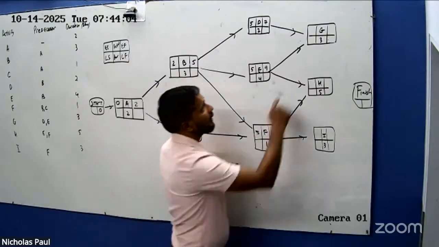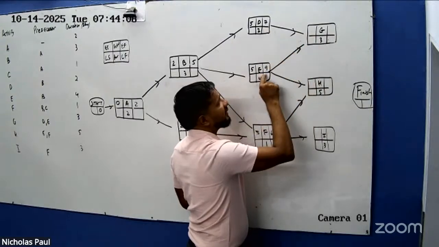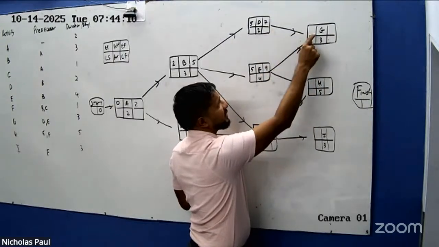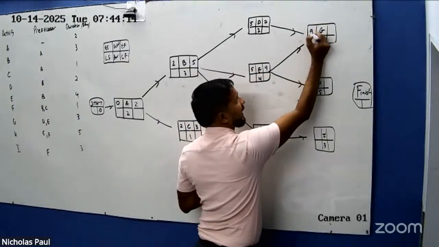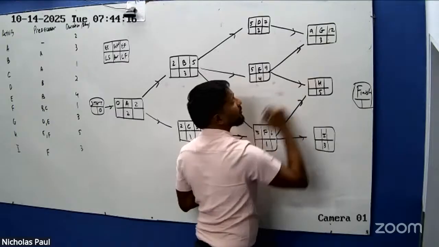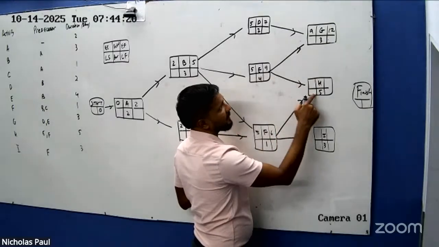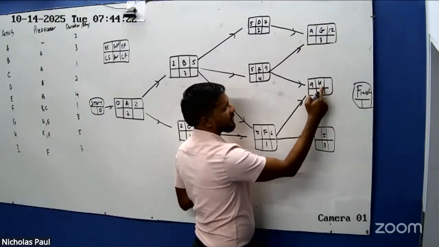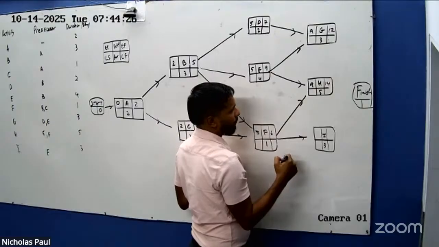Okay? Let's come here now. G is dependent on D and E. But after 7 days, G can't start, because E not finished. So I had to go with 9. 9 plus 3 is 12. Here, 9 and 6 days. So it basically means that H could only start after 9 days. 9 and 5 is 14.